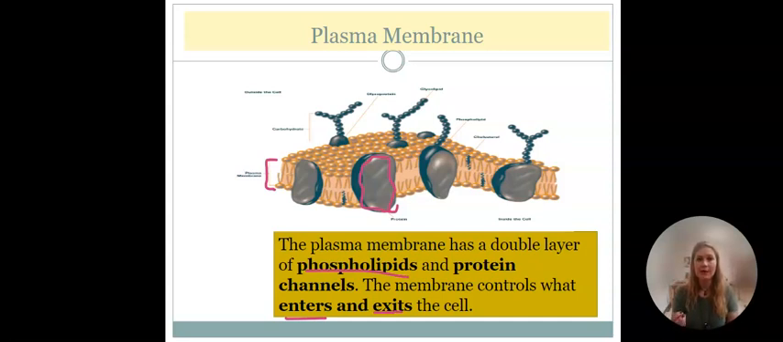So we always say the cell membrane is essentially responsible for maintaining homeostasis. It is responsible for making sure that enough water gets into the cell, but also waste leaves the cell. So the cell membrane regulates homeostasis.